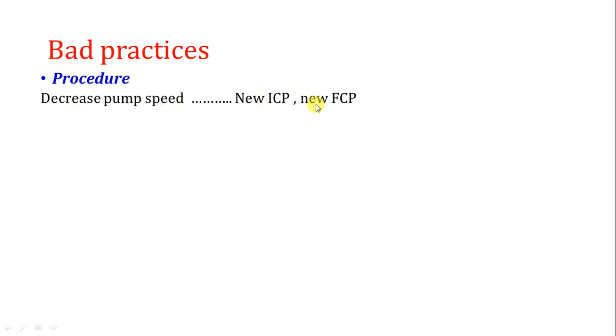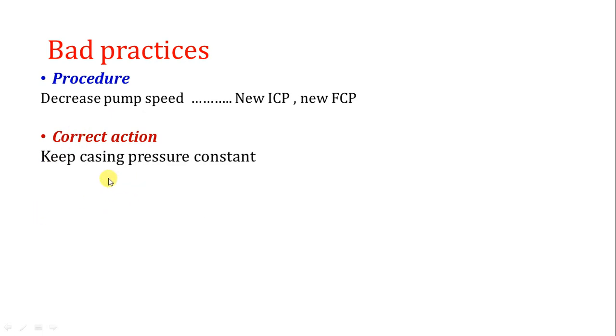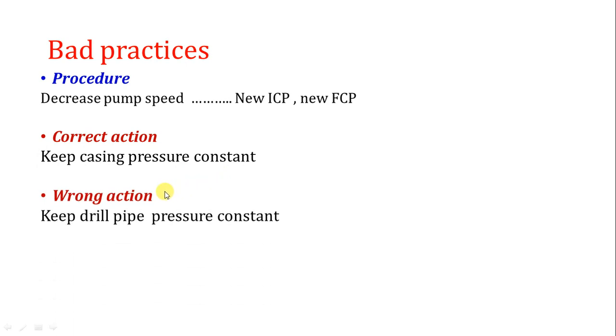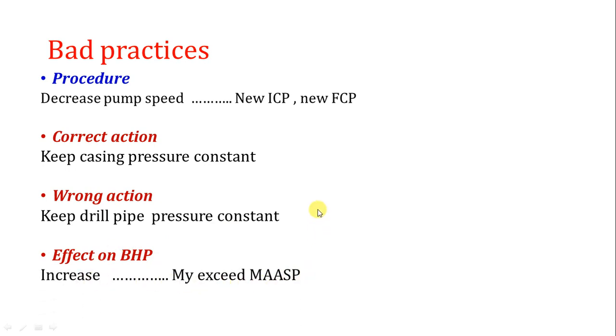Decrease the pump speed with a new ICP and new FCP. But again, the same. What is the correct action? The correct action here is to keep casing pressure constant. The wrong action is to keep the drill pipe pressure constant. What about the behavior of drill pipe pressure if you decrease the pump speed? The drill pipe pressure will keep decreasing. So if you keep it constant, this means that you are closing the choke more than required. This means that you will increase the bottom hole pressure and you may exceed the max.